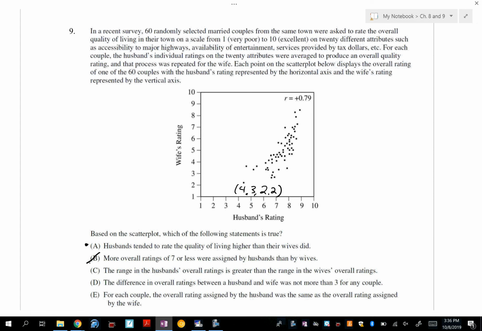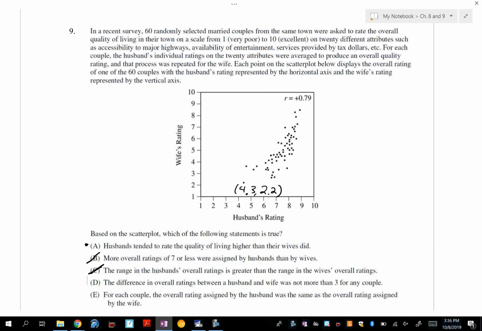So no. Next: the range in the husbands' overall ratings is greater than the range in the wives'. The lowest husband one is 4.3. What's the highest husband one? 9. 9 minus 4.3 is less than 5. What about the highest wife? 8.7. But the lowest for the wife is 2.2. That's a larger range. So they got that wrong as well. The range is bigger for the wives.